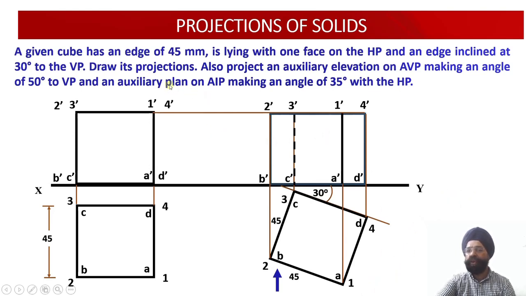Similarly, we are also required to draw the auxiliary plan of this inclined solid on the AIP, and this AIP will be assumed to be inclined at an angle of 35 degrees to the horizontal plane. So onto this plane, we need to work out the auxiliary plan projections. Let us work them out one by one.